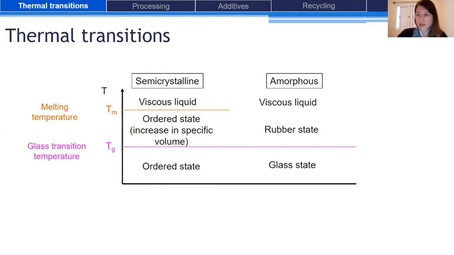If we continue to increase the temperature, we will see a decrease of the viscosity of this polymer up to observing a viscous liquid. But there is no change of the state of the polymer.